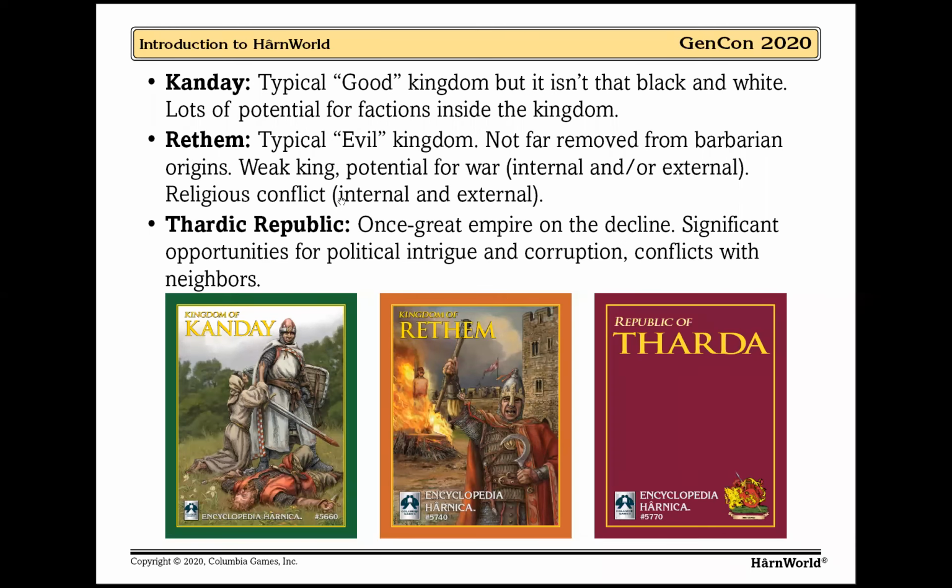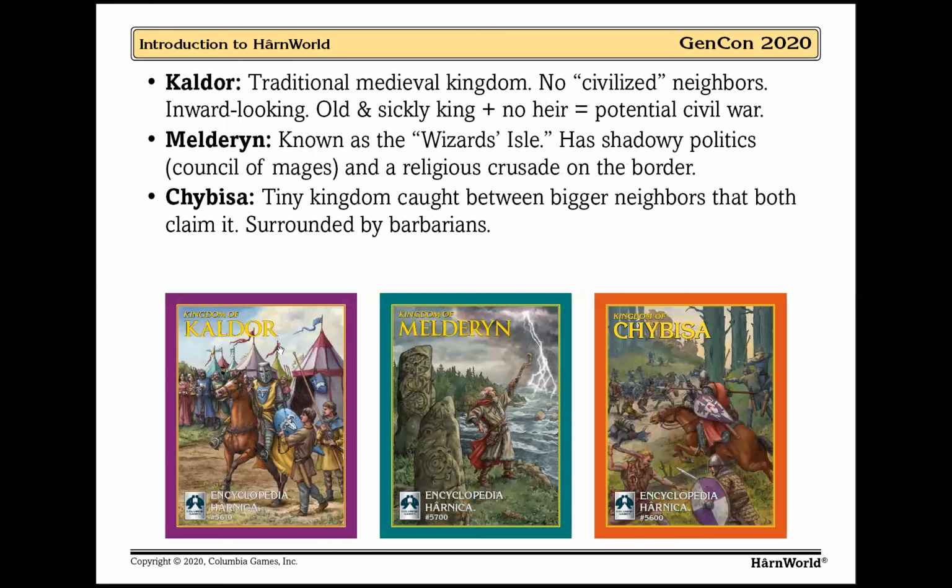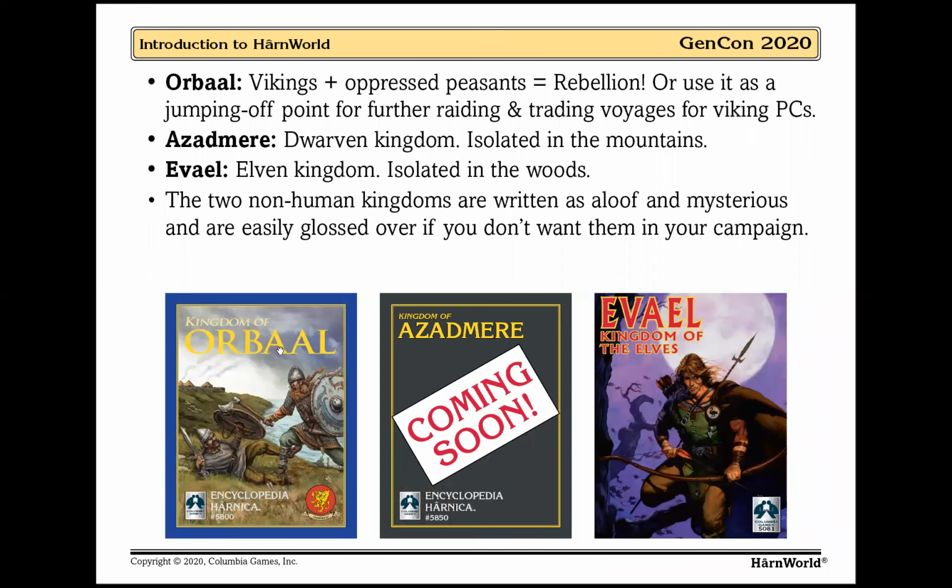Okay, and the remaining three kingdoms are Orbal up in the north, Azadmir in the mountains of the east, and Ivael in the forest of south central Harn. Orbal is Vikings. If you're playing a game where you want to do anything with Vikings, Orbal is the place to be. It's not where the Vikings are from, it's where they have conquered.